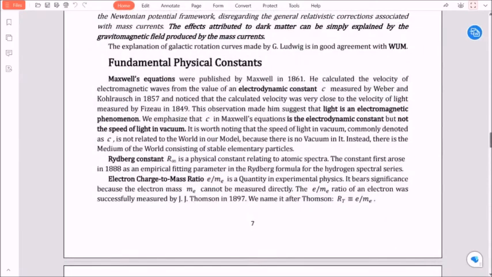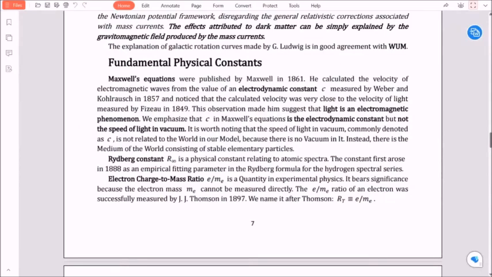Fundamental physical constants. Maxwell equations were published by Maxwell in 1861. He calculated the velocity of electromagnetic waves from the value of an electrodynamic constant C, measured by Weber and Kohlrausch in 1857, and noticed that the calculated velocity was very close to the velocity of light measured by Fizeau in 1849. This observation made him suggest that light is an electromagnetic phenomenon.